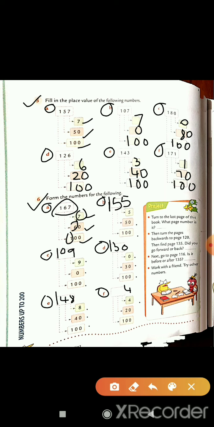Next, F. At the place of ones we are going to write 4 as the place value is 4. At the place of tens we are going to write 2 as the place value is 20. At the place of 100 we are going to write 1 as the place value is 100. So our number is 124.